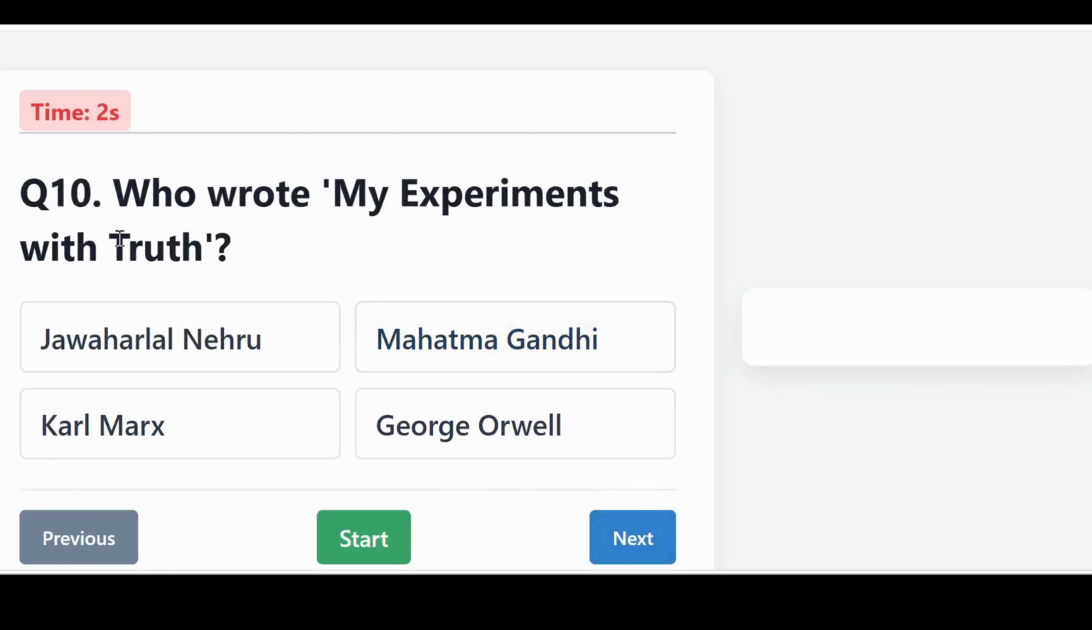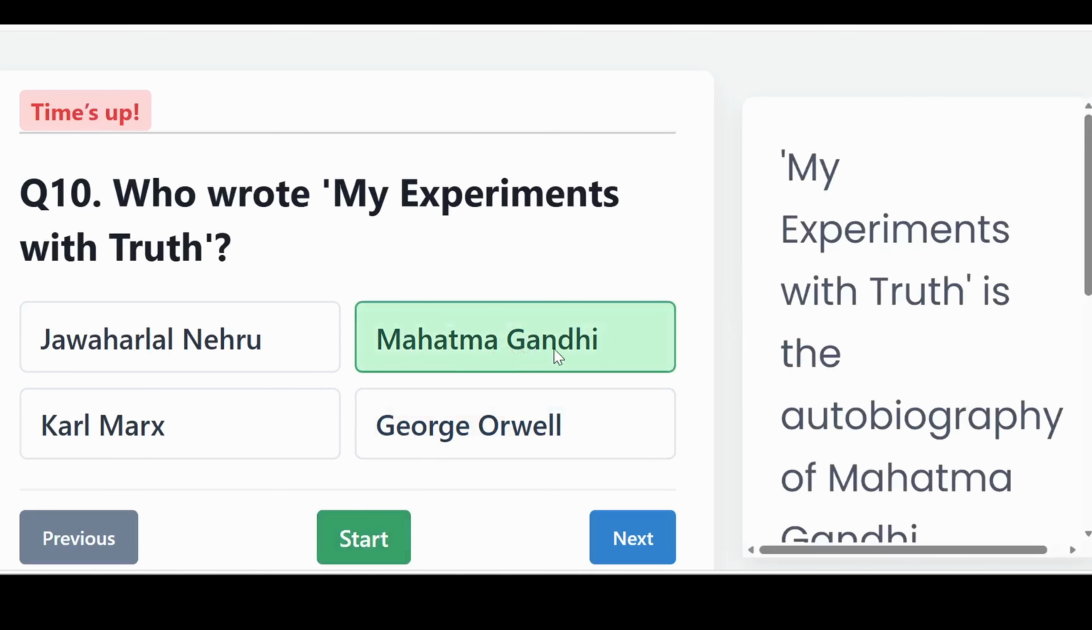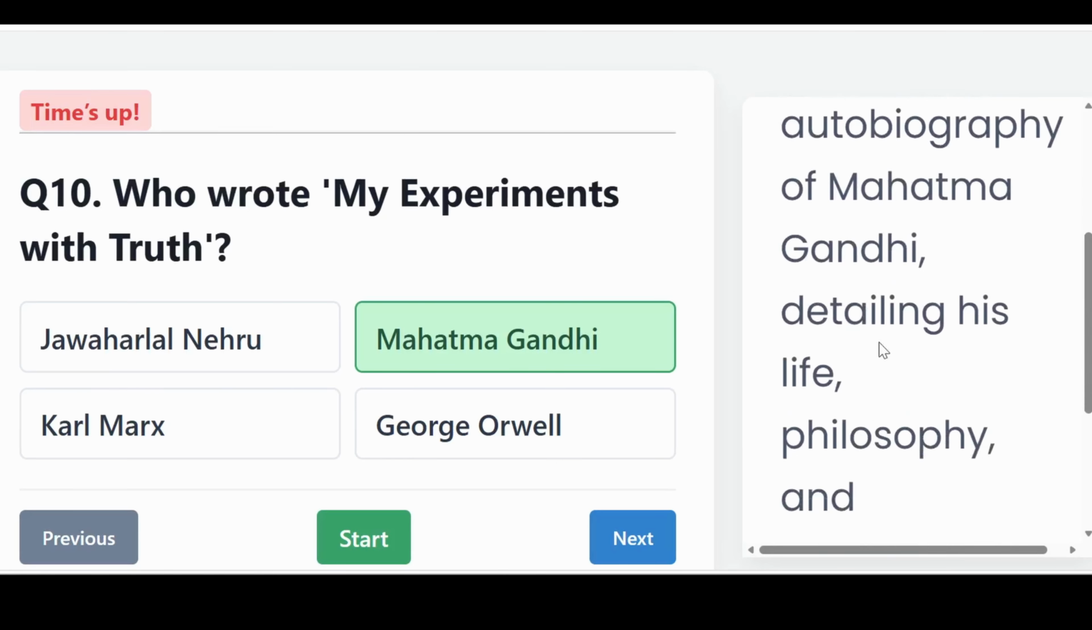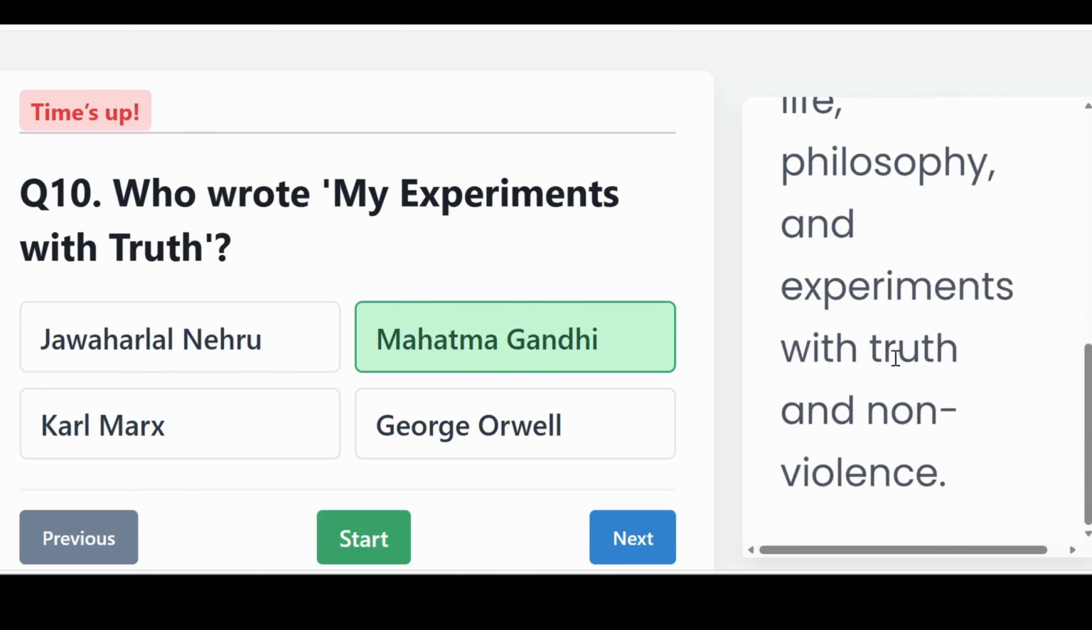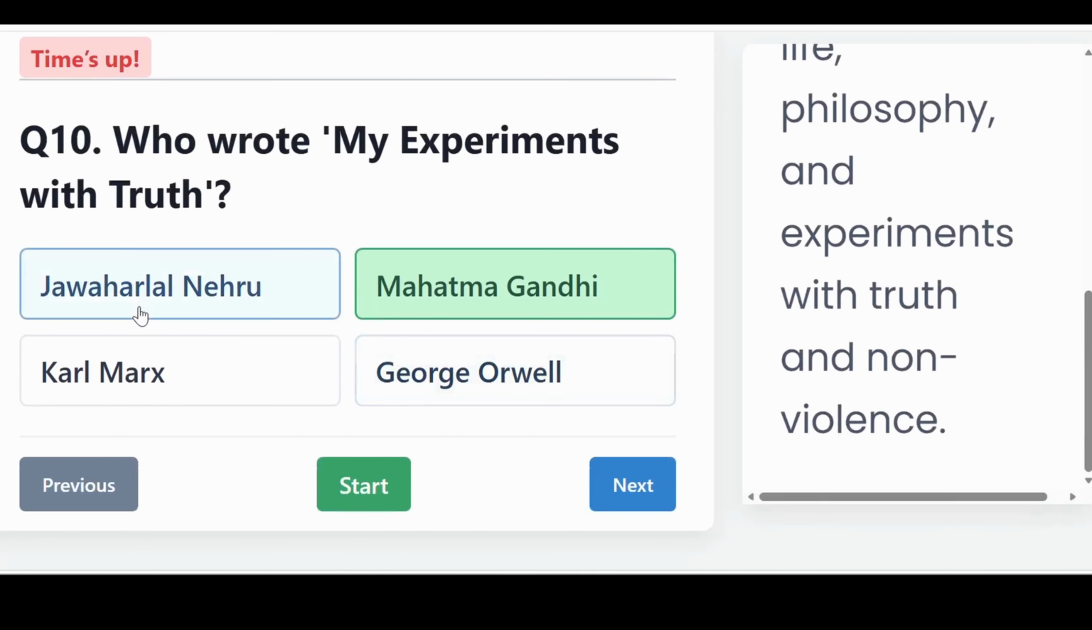Who wrote My Experiments with Truth? Is it Jawaharlal Nehru, Mahatma Gandhi, Karl Marx, or George Orwell? The correct answer, Mahatma Gandhi. My Experiments with Truth is the autobiography of Mahatma Gandhi, detailing his life, philosophy, and experiments with truth and non-violence.